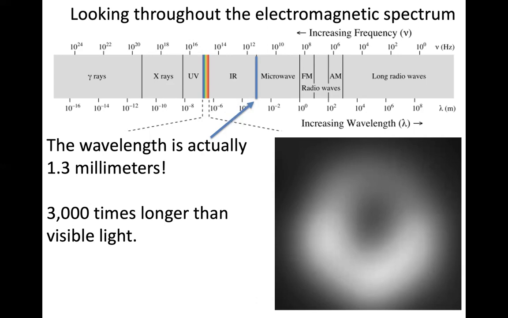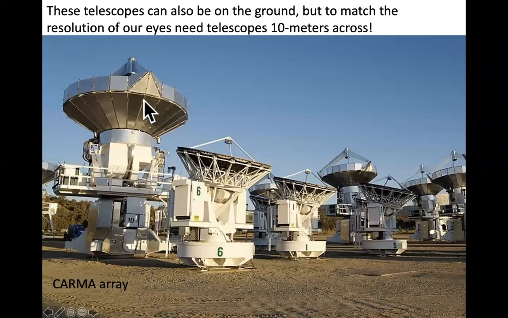And the answer is yes. If you're talking about observations in the far infrared microwave region, you need big telescopes to get even decent resolution. For example, these are 10-meter class radio antennas from what is called the CARMA array. These are big things. And you can see here, there's a place people could walk to give you a sense of scale. Each one of these telescopes by itself has a resolution comparable to your eye.